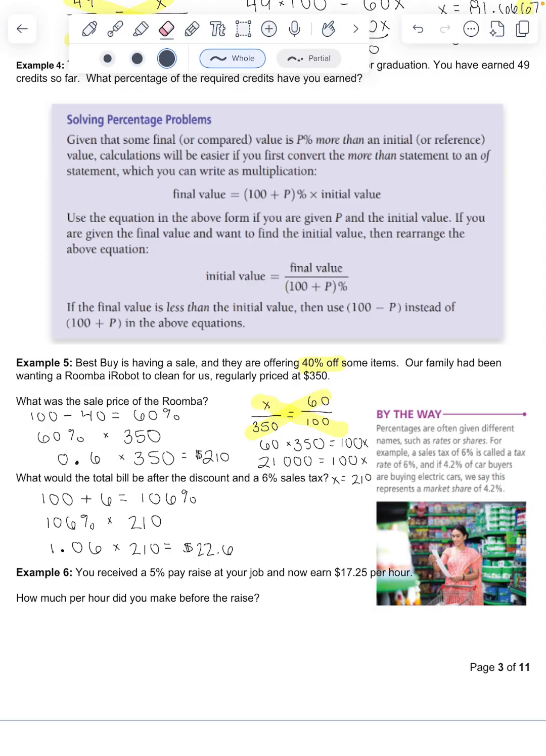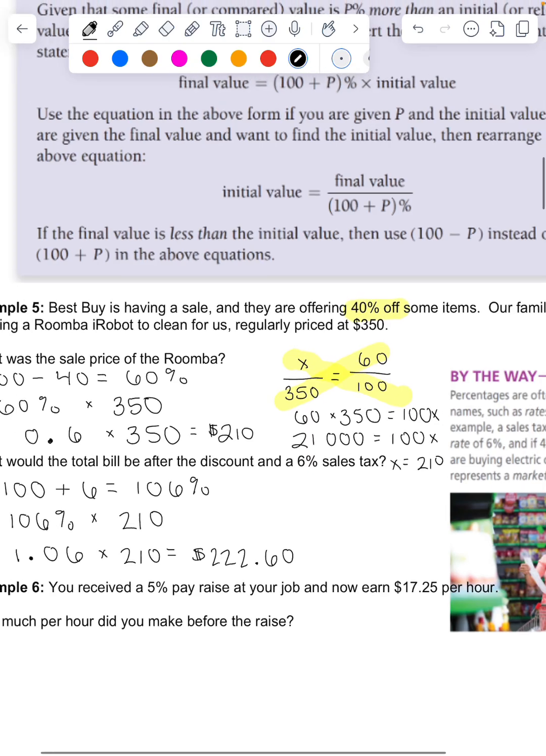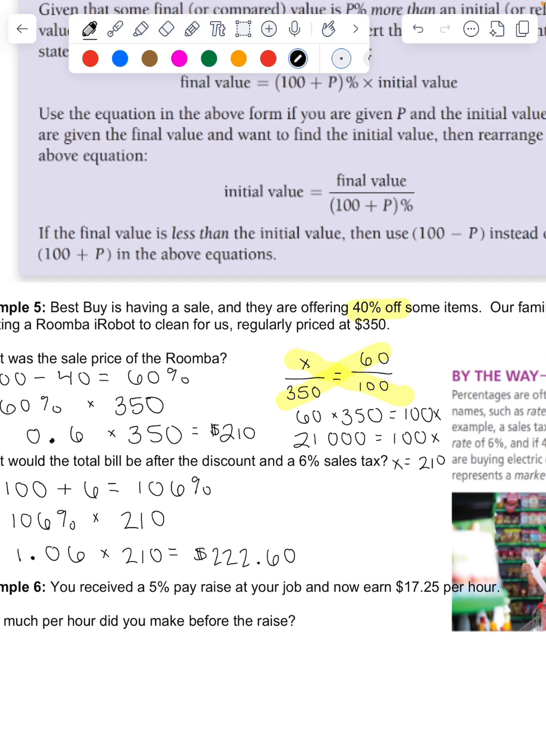Oops, $222. If it was $22, that would be really interesting, considering it was on sale for $210 and somehow my tax made it cheaper. So keep in mind when you're writing your answers, they should make sense. $222.60. Of course, if I messed up the other way and said it was like $2,000, that should also be a red flag, because I shouldn't have sales tax that takes me from a $210 Roomba to a $2,000 Roomba.